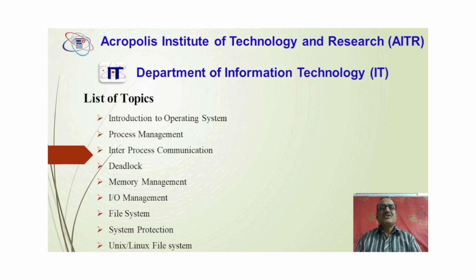So what we are going to see in this lecture is what is operating system, how process management is done, what is inter-process communication, what is deadlock, memory management, IO management, file management, system protection, and one of the operating systems, Unix and Linux. We are going to see the file system of Unix and Linux system, and then if time permits, we will go on to a case study of the XV6 operating system.